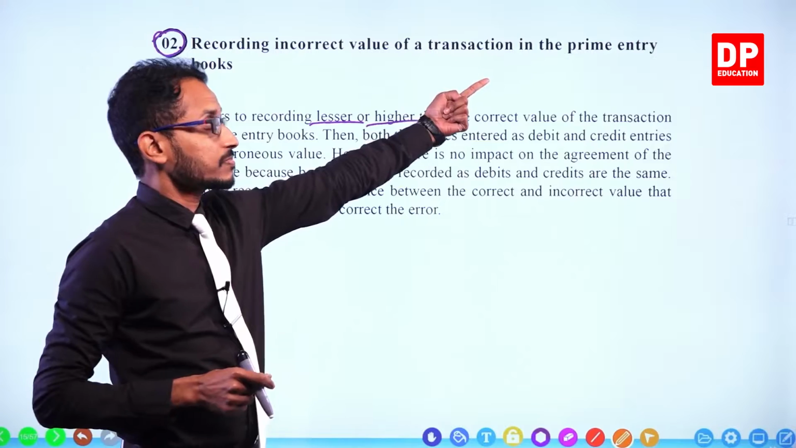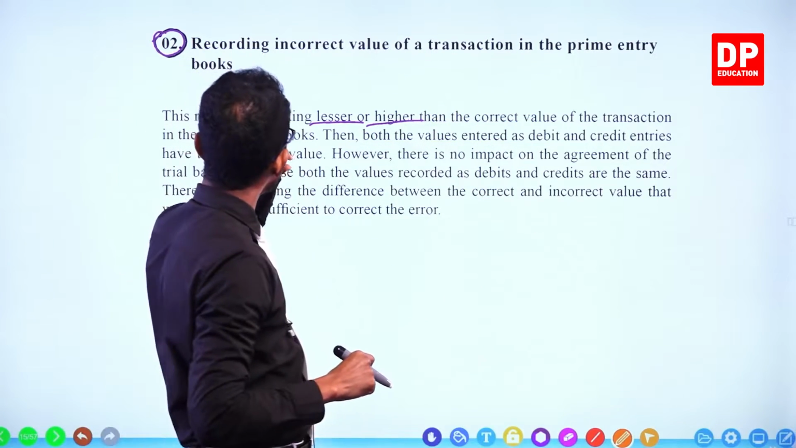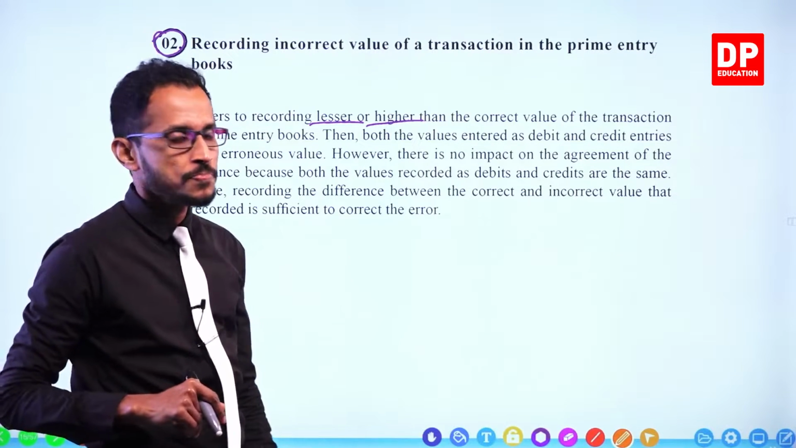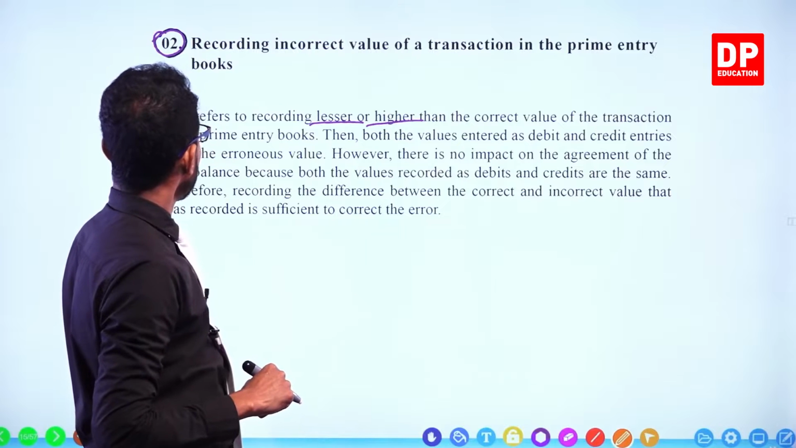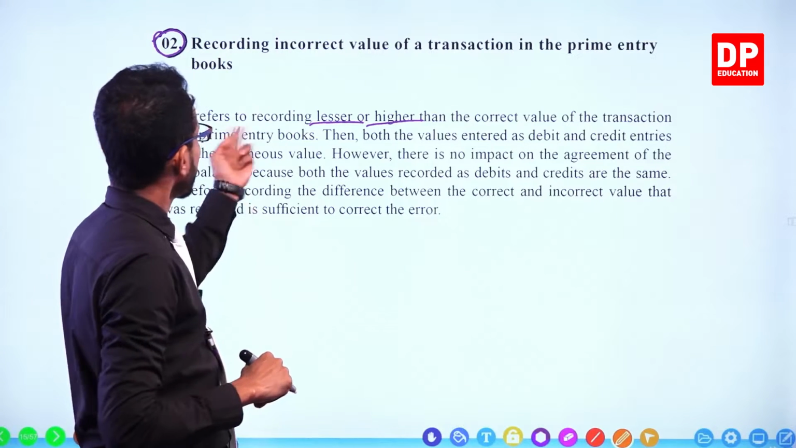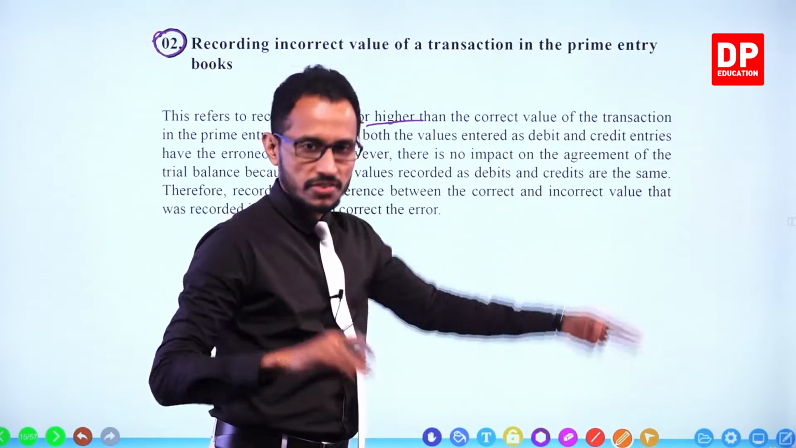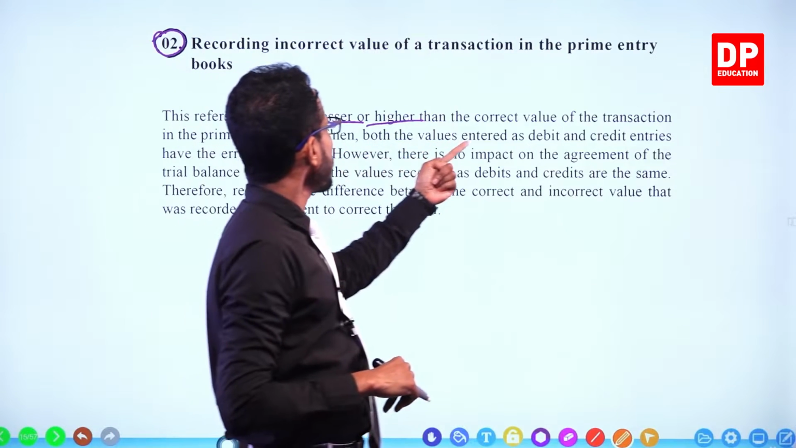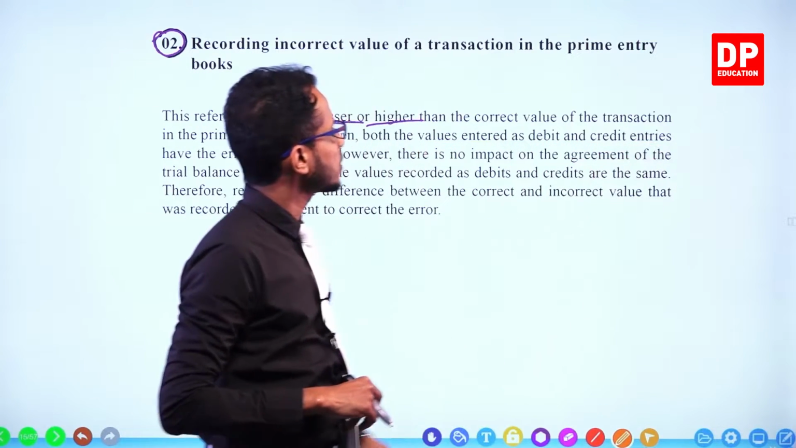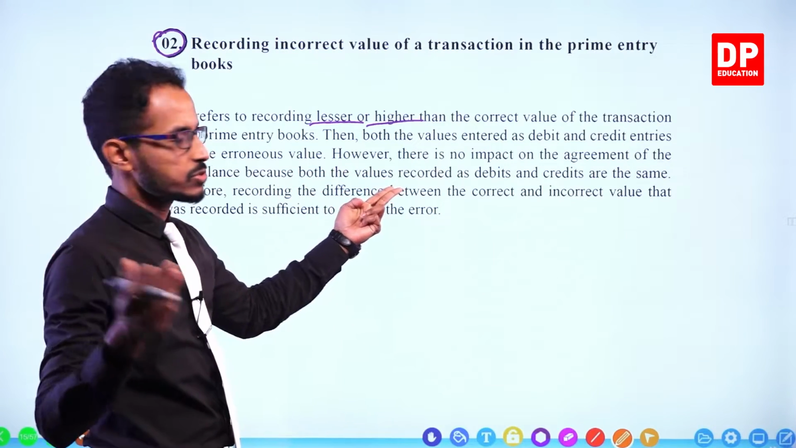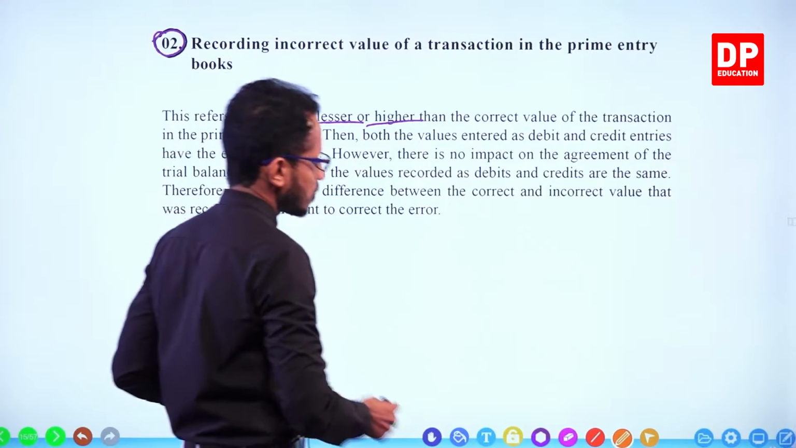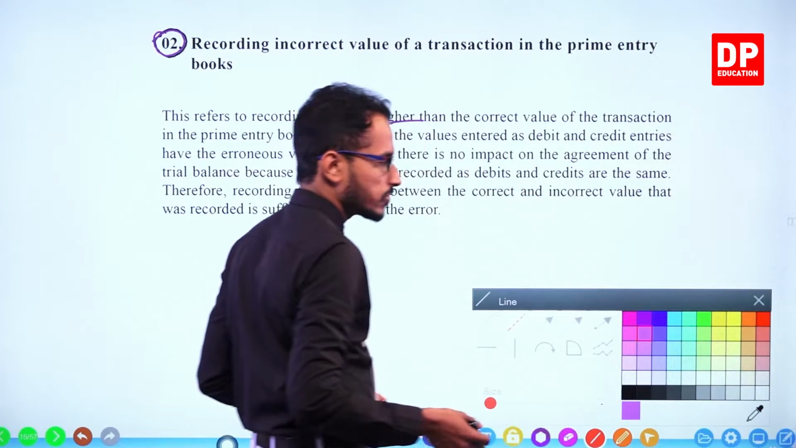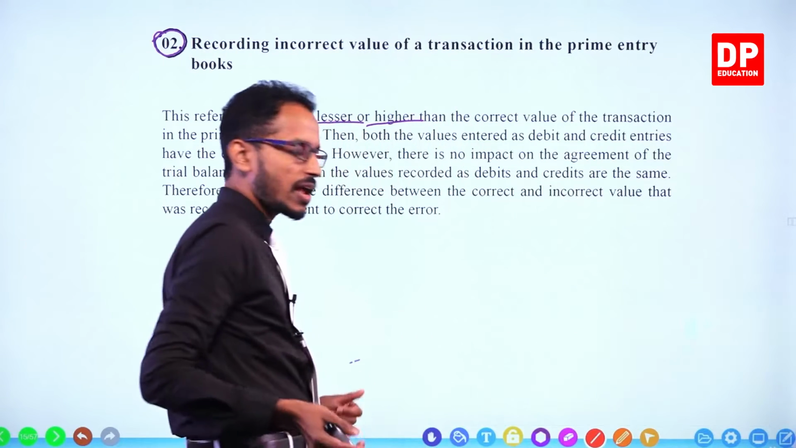But errors should be traced. Okay, errors should be traced, that means noted and corrected. Then, recording lesser or higher than the correct value of a transaction in the books of accounts, in the prime entry books. Both the values entered as debit and credit are wrong. However, there is no problem for the trial balance.